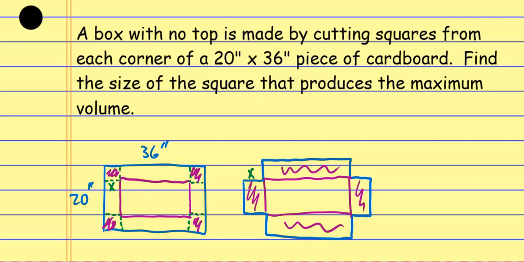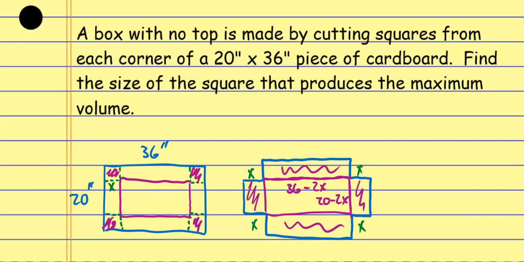Now I need to think about the dimensions of the box itself. Once I fold those tabs up, the box is not going to be as big as the original cardboard. If all of these pieces represent X out here, then the length of the box is this purple piece right here. It was 36 inches, but then I cut a square away from each end. I cut X off of one end and X off the other end, so I reduced the length to 36 minus 2x, because I cut it from each end. Likewise, the width of the box would be 20 minus 2x, because I cut the same amount off of each end.